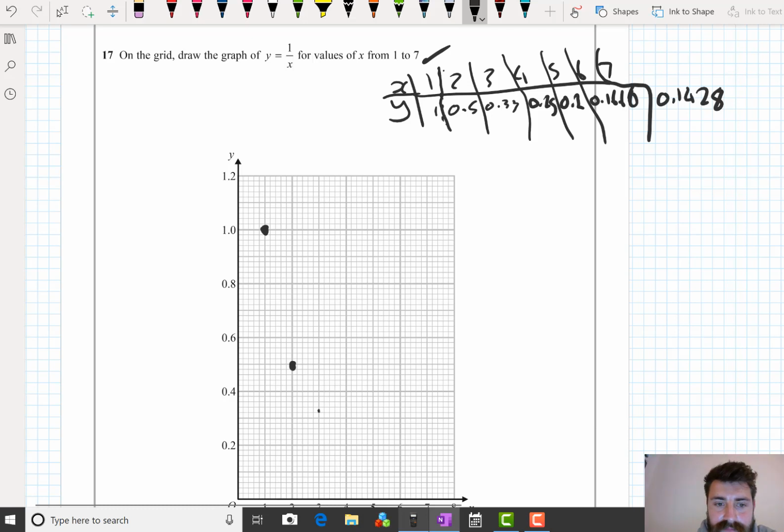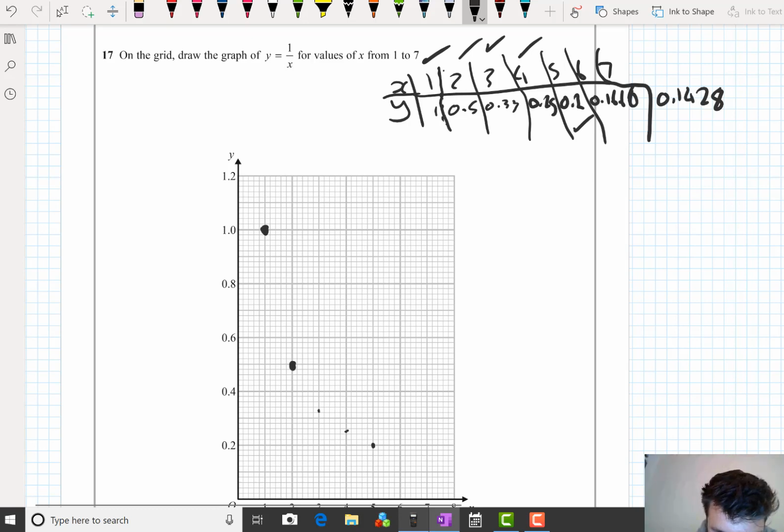When x is 4, y is 0.25. 0.2, 0.22, 0.24, 0.26. There, just in between. 5, 0.2. That's a nice one. Please give me another one like that. 6 and 0.166. 6, 0.1 is here, halfway between 0 and 0.2.